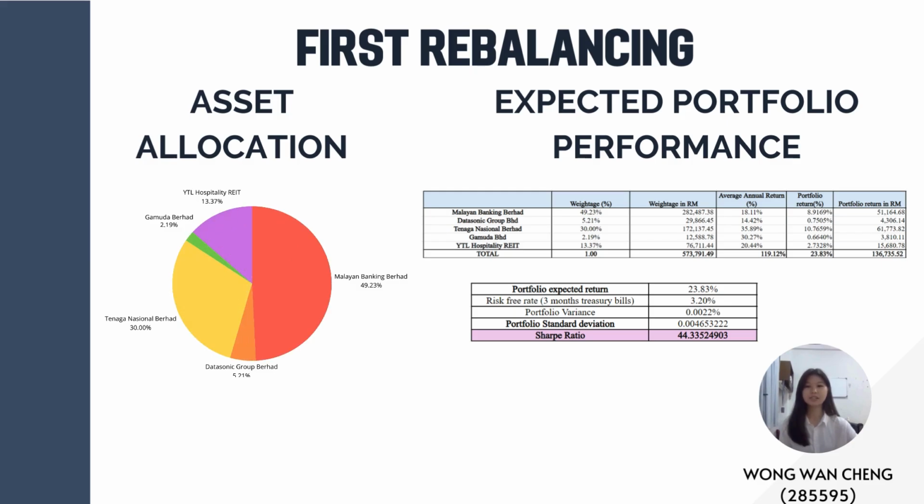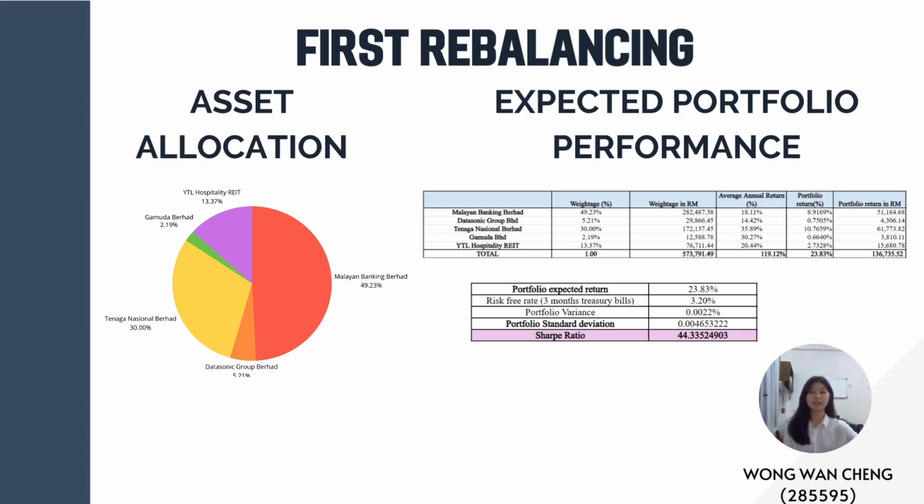For asset allocation, Malayan Banking Berhad still maintains the largest weightage in our portfolio at 49.23% due to the lower standard deviation and stability of its performance, while next is TMB at 30%, YTL Hospitality REIT 13.37%, Datasonic 5.21%, and the lowest weightage is allocated to Gamuda at 2.19% due to its high risk characteristic. Next is expected portfolio performance.